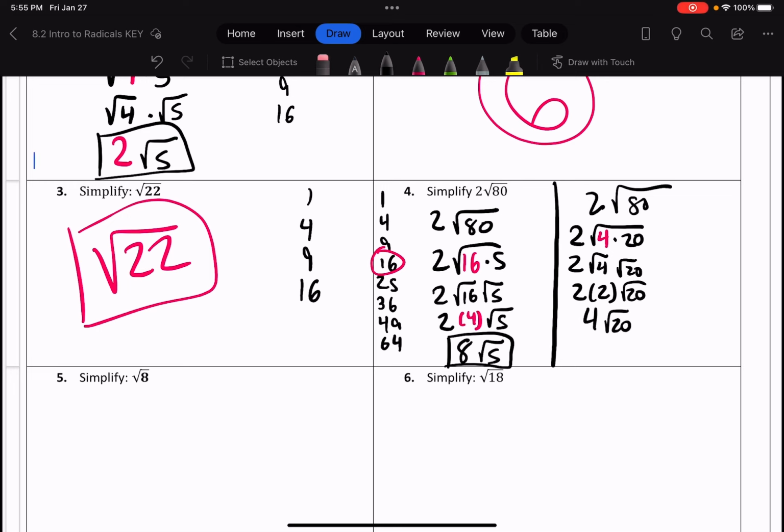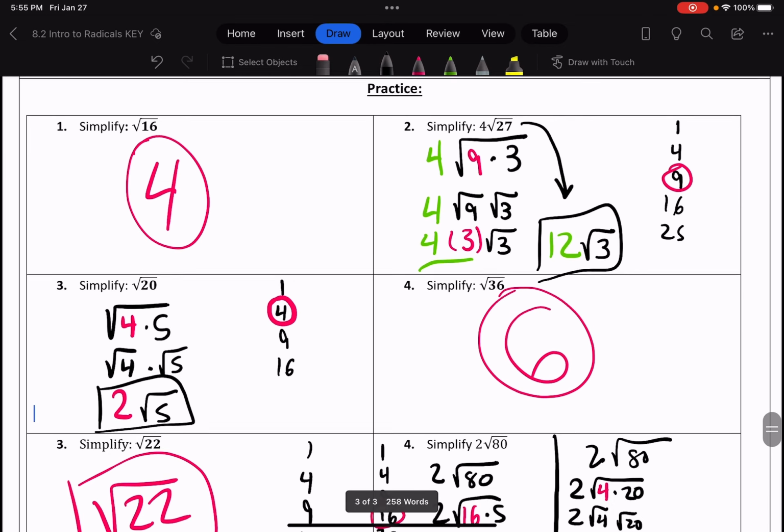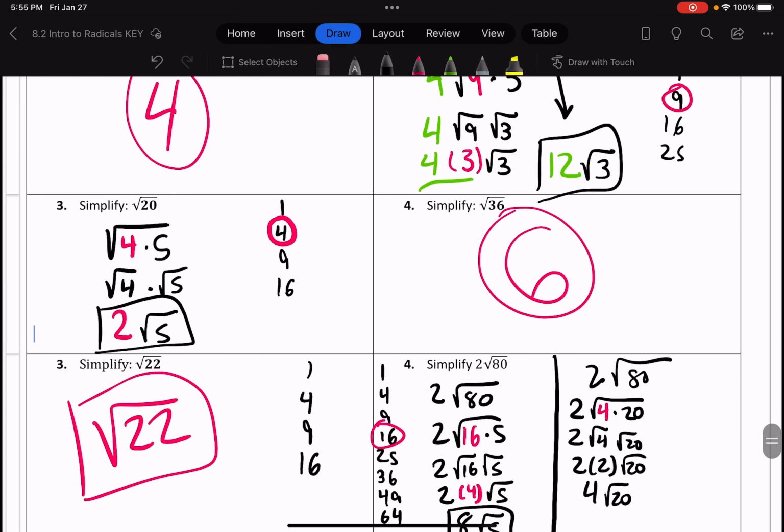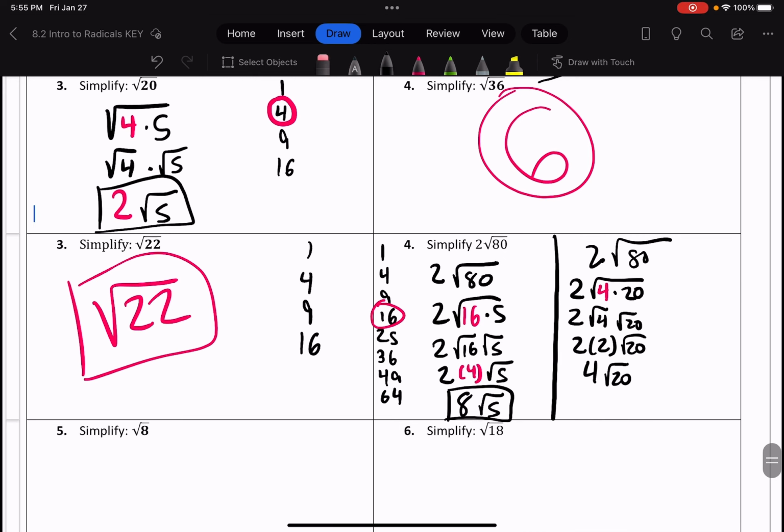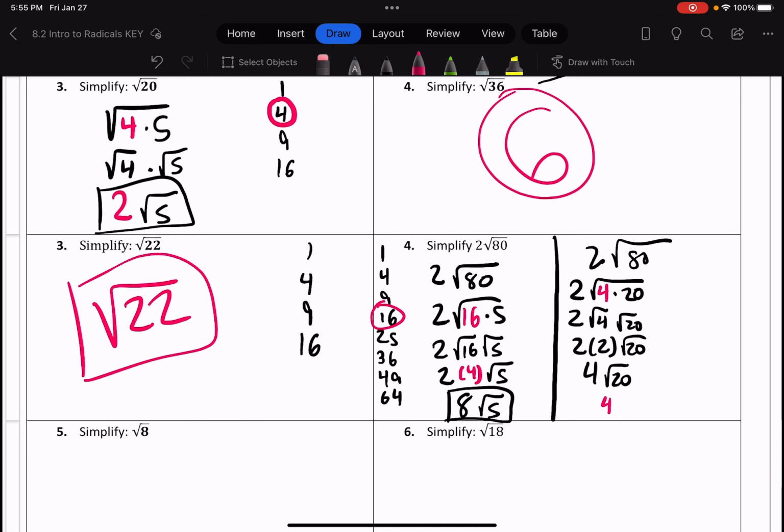But we're not done yet, because 20 can also break down. We saw how 20 broke down earlier, in problem 3, repeated, sorry about that. But if I'm looking at the square root of 20, I know that breaks to 2 square root of 5, but we can do that again. 20 is going to break down to 4 times 5. So I got the square root of 4 times 5. I still have that coefficient of 4.